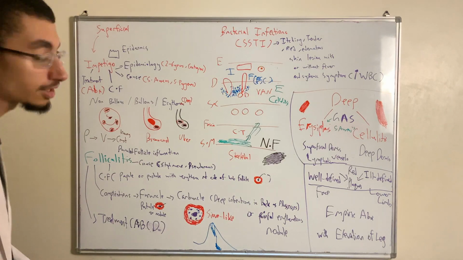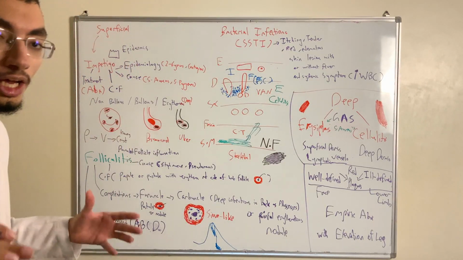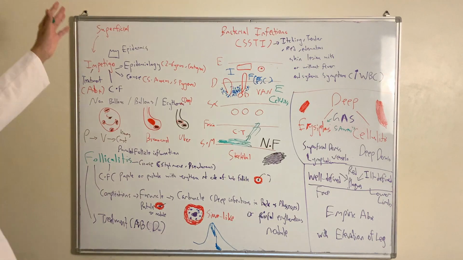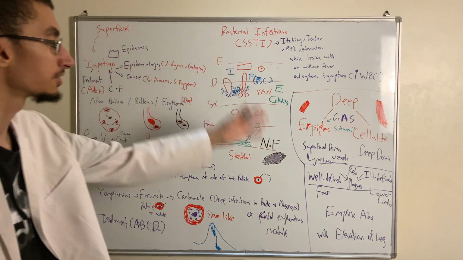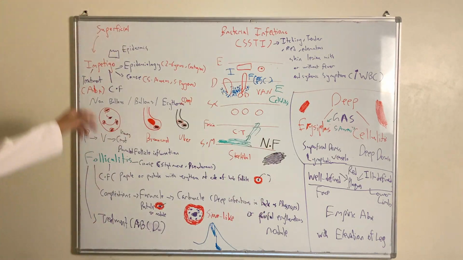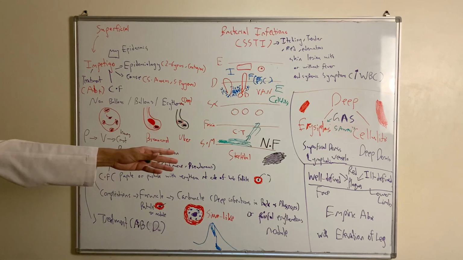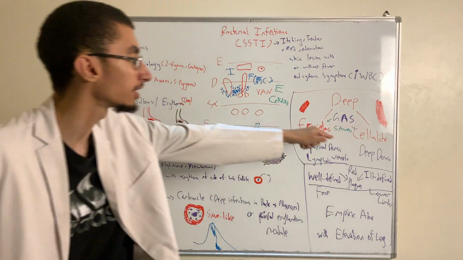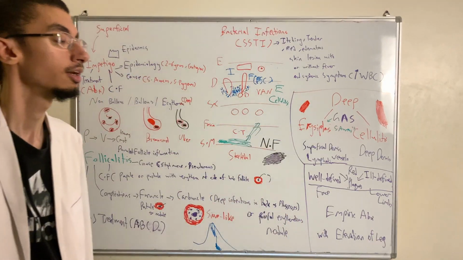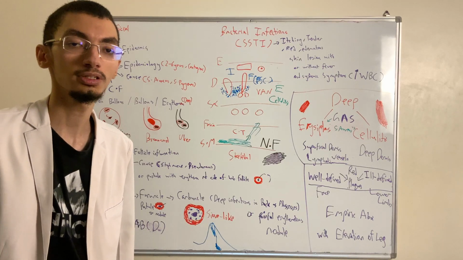Okay? That's pretty much it for the bacterial infections, and I hope you enjoyed. Remember the superficial bacterial infections as well as the deep bacterial infections. We have two over here for superficial, impetigo and folliculitis, and we also have a case of deep bacterial infections in form of erysipelas and cellulitis, as well as necrotizing fasciitis. That's pretty much it. Thank you.